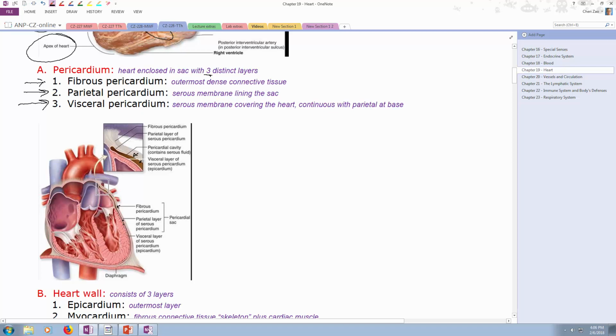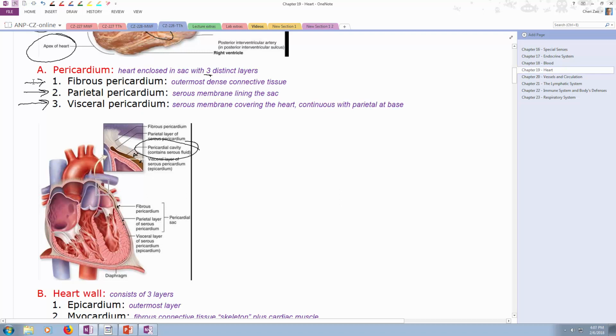And between the serous pericardium, the parietal and the visceral, we have a cavity, a space. And this space is actually truly really small. And the material that's in this space is serous fluid. It's a serous membrane. It produces serous fluid. It's clear and it's there to decrease friction between the inner aspect of the sac and the surface of the heart.